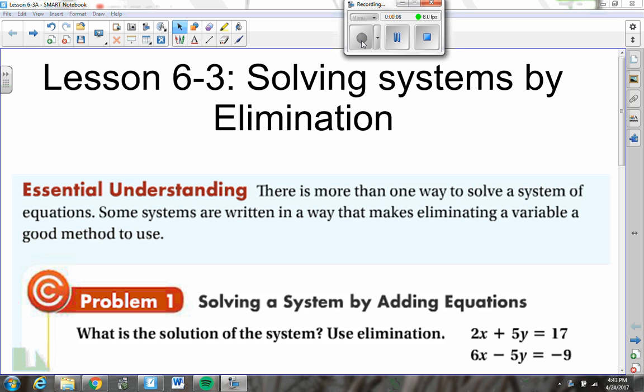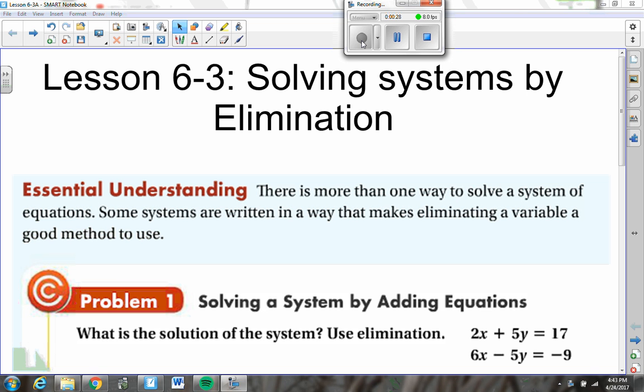Welcome to part 1 of your video on lesson 6.3. We're going to continue to solve systems of equations where we're looking for an x, y answer. But today's systems are going to look quite different, and they're going to be solved in a different manner as well.